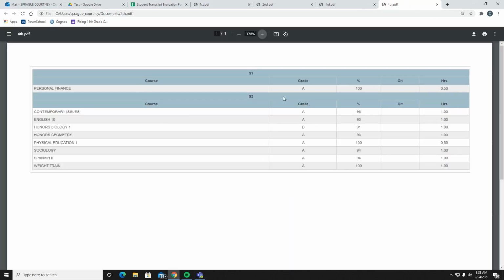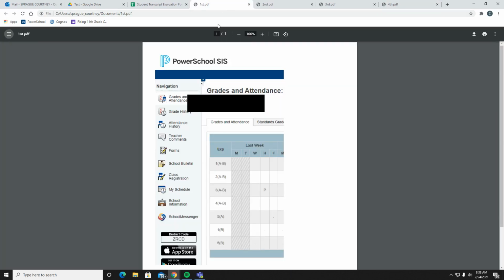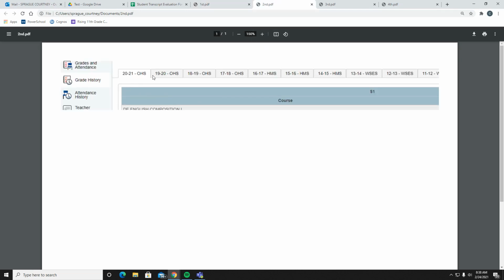Once that pulls up, it'll pull up PowerSchool, and I have the student's name cut off here, but it'll pull up in the window, and you're going to go to the tab on the left and click on Grade History. Grade History is where you can see your history of your grades. Once you click on that, it shows all the tabs. You might not have this many, but you'll probably have more than one.